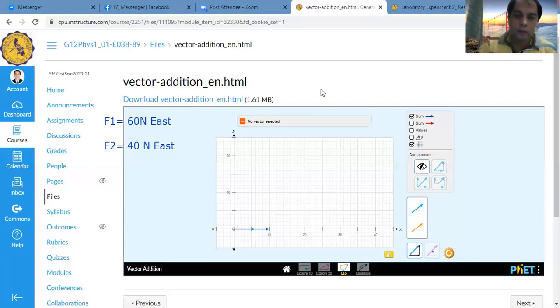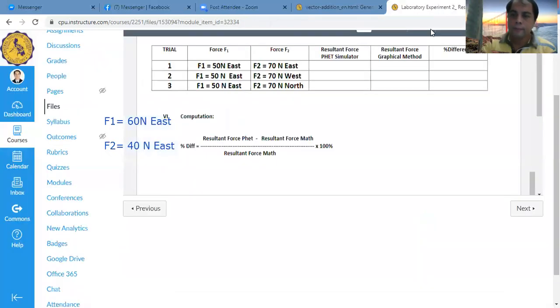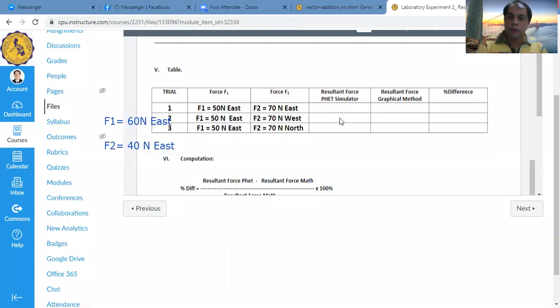Now, going back to our activity, we'll complete this one. Once we've recorded all the PhET simulator values and also the graphical method, then we are going to compare the magnitude only. So for the resultant force Fnet, the computed and the graphical, the values we will compare include only the magnitude.